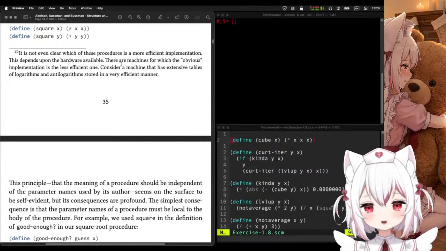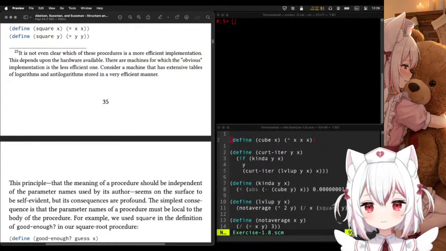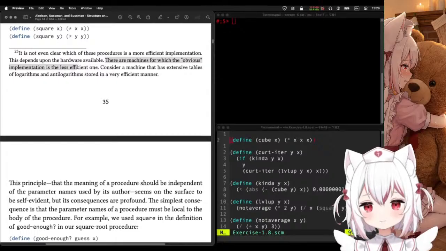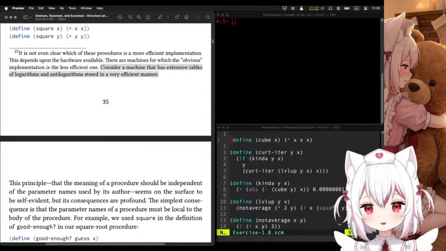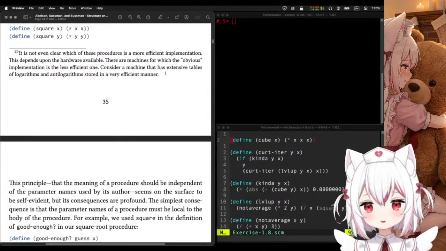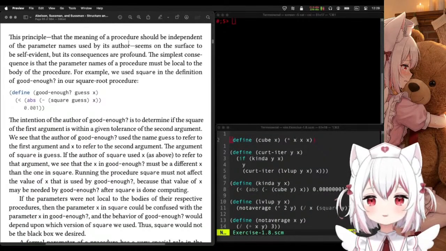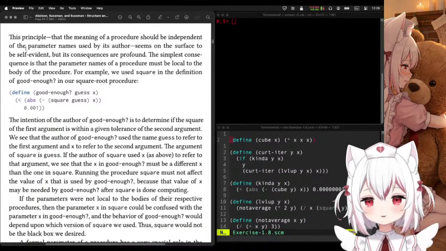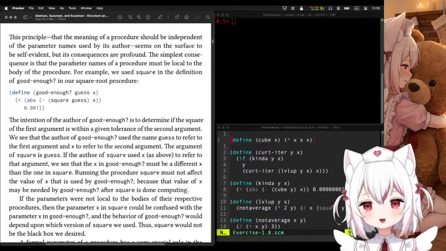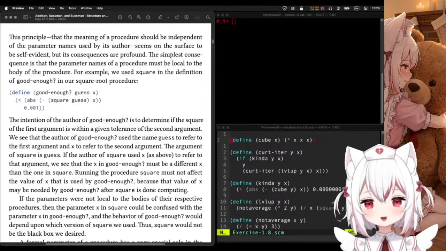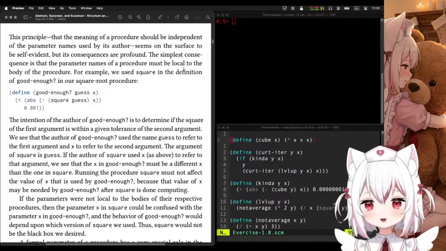It's not even clear which of these procedures is a more efficient implementation. This depends on the hardware available. There are machines for which the obvious implementation is the less efficient one. Consider a machine that has extensive tables of logarithms and anti-logarithms stored in a very efficient manner. This principle that the meaning of a procedure should be independent of the parameter's name used by its author seems on the surface to be self-evident, but its consequences are profound. The simplest consequence is that the parameter names of a procedure must be local to the body of the procedure.